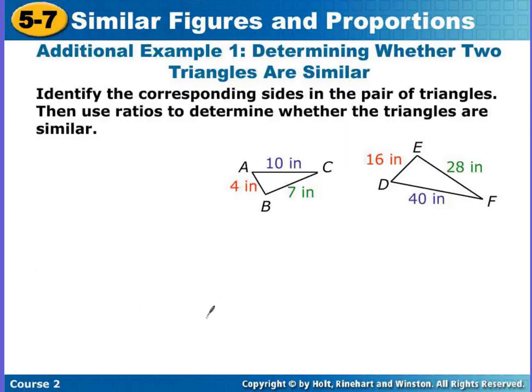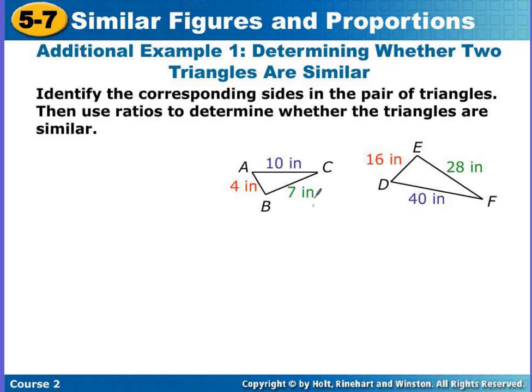So here is an example. It says, identify the corresponding sides in the pair of triangles. Then use the ratios to determine whether the triangles are similar. So we look here, we've got triangle ABC, and we're trying to prove whether or not this triangle is similar to this triangle, which would be DEF. You'll notice that the triangles have been rotated, or flipped, also in relation to each other.